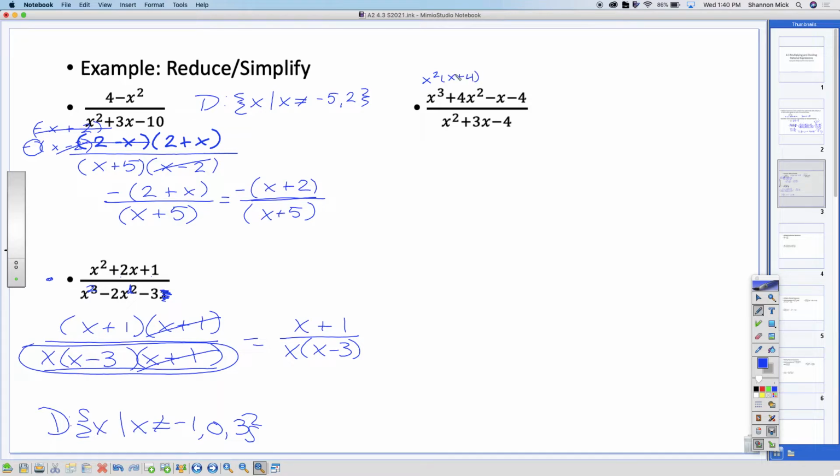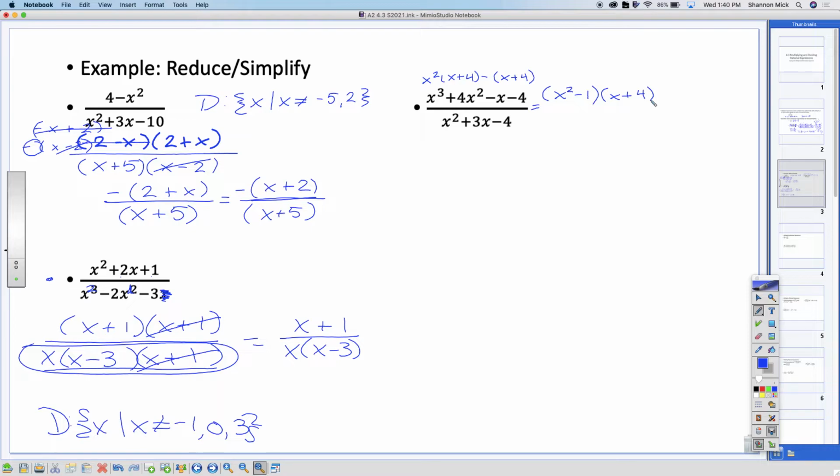And then a negative, so you get negative x plus 4, so that would be negative 1 in the middle. So you now have x squared minus 1 times x plus 4. Okay. Am I done factoring the numerator? No, because you have a difference of squares.